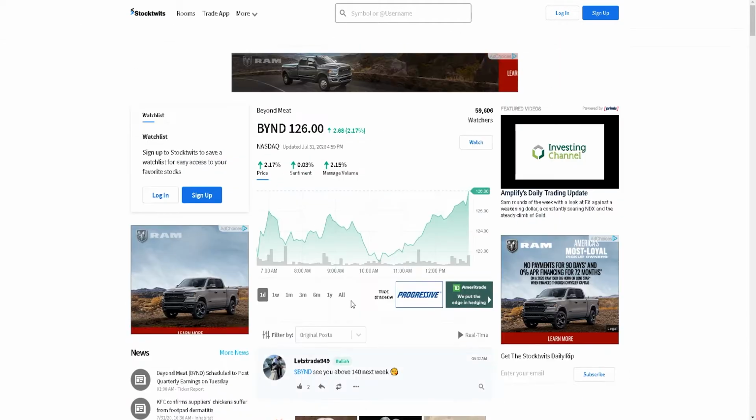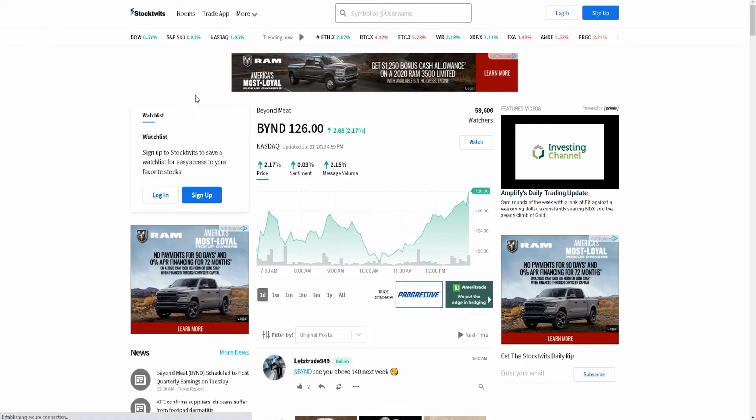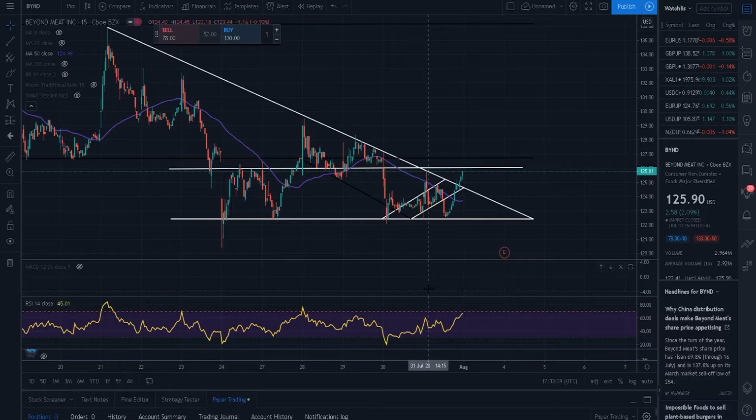So that further added to my theory as to why I would want to get into Beyond Meat at this area of support, right? That's basically it.